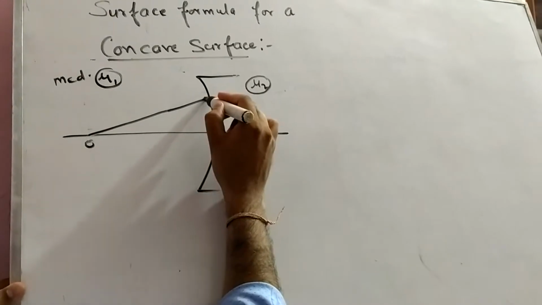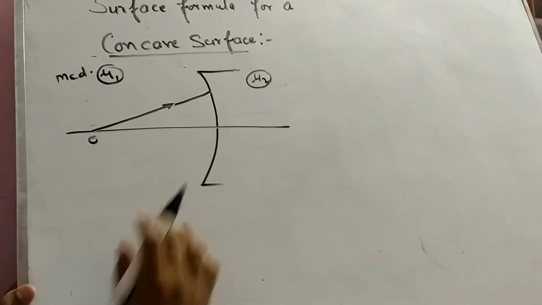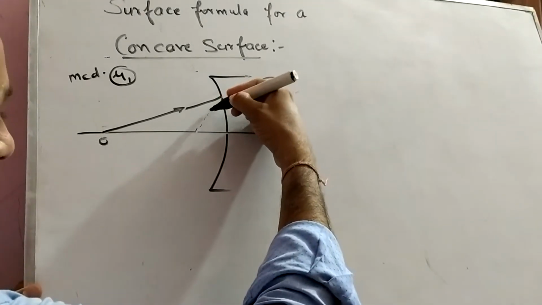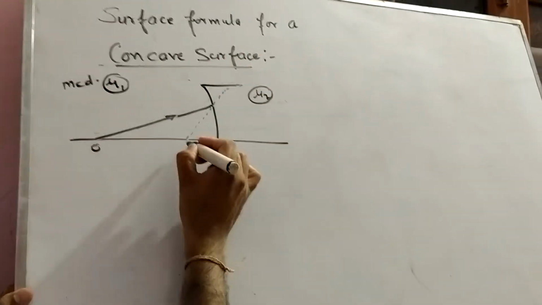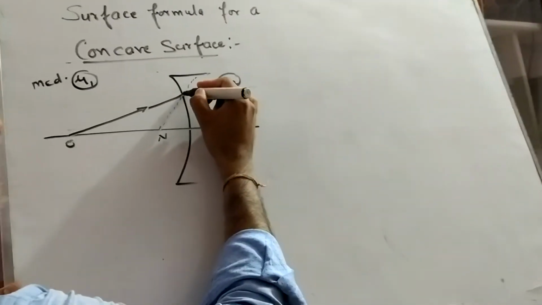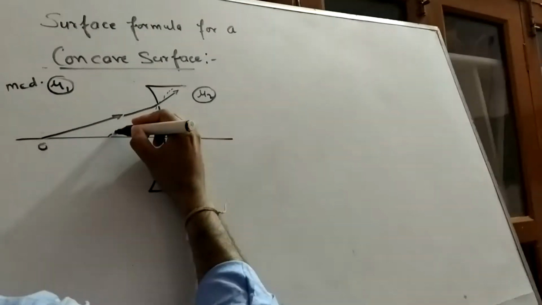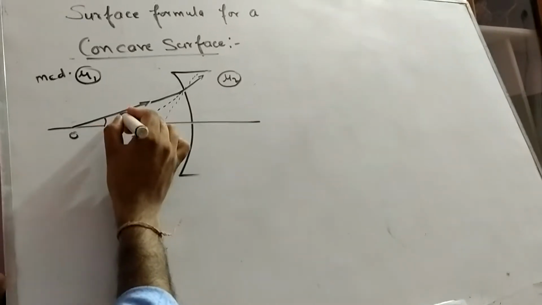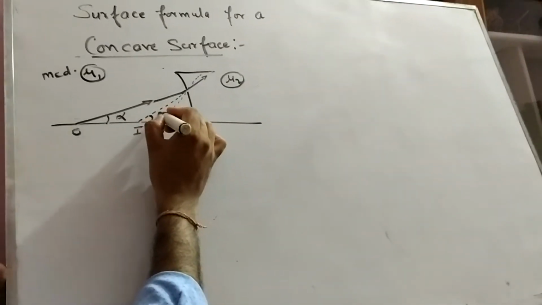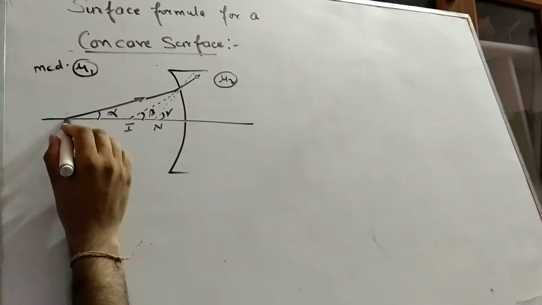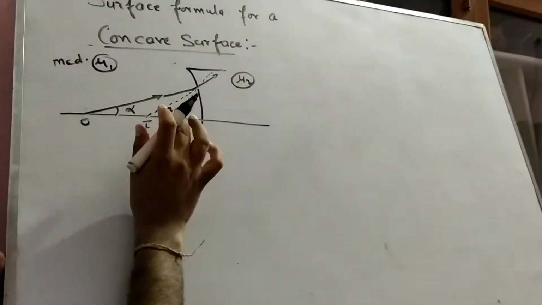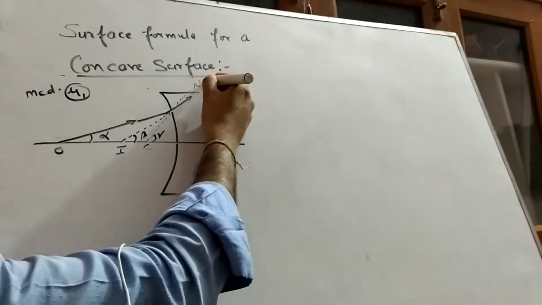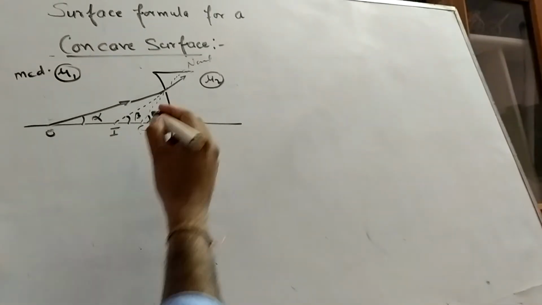The ray reaches from point object O to the surface, and we draw a normal up to N. This ray will bend towards the normal, and it will emerge out from I, where I is the image. Alpha, beta and gamma are angles with object, image and center of curvature. Normal goes from the center of curvature. This is the normal.